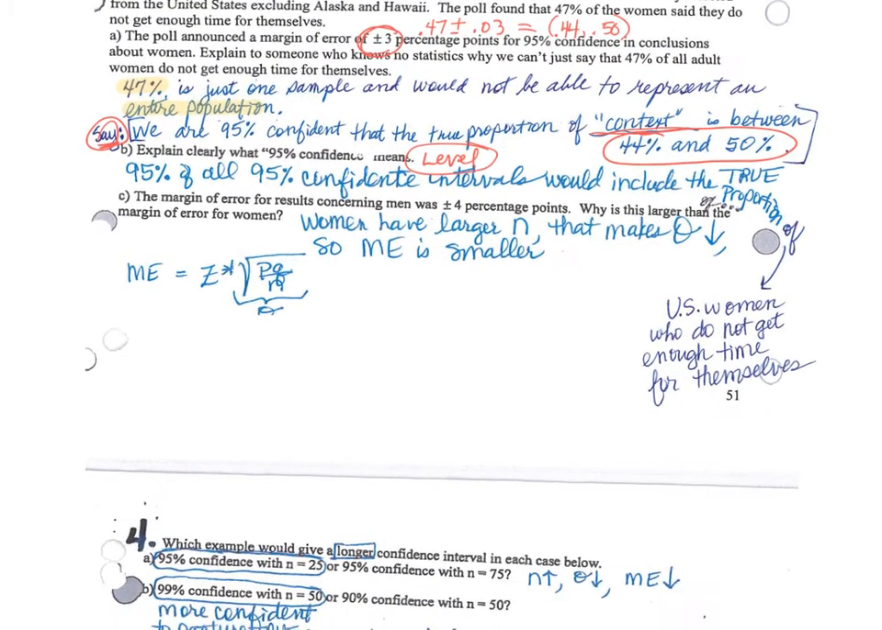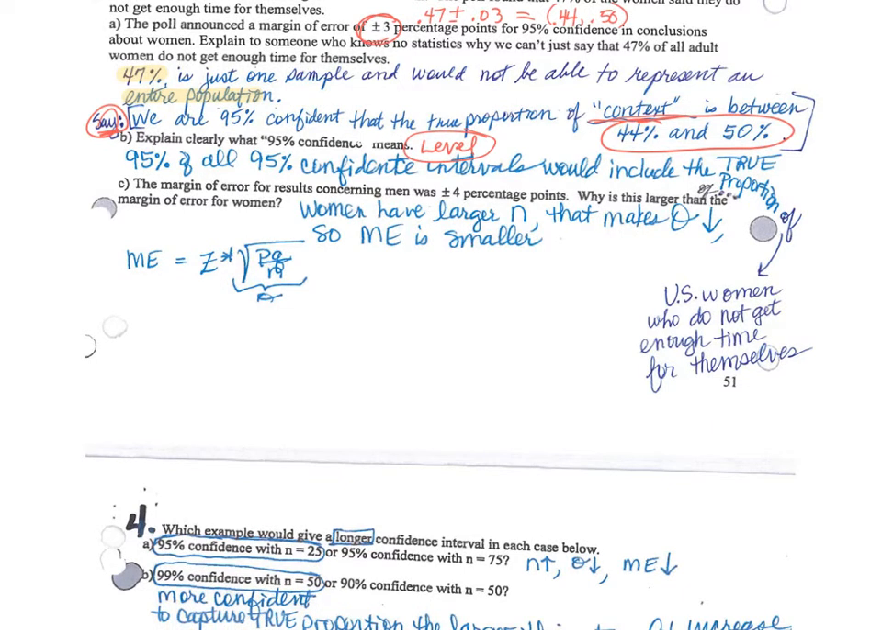All right. So this was: 95% of all 95% confidence intervals include the true proportion of the U.S. women who do not get enough time for themselves.